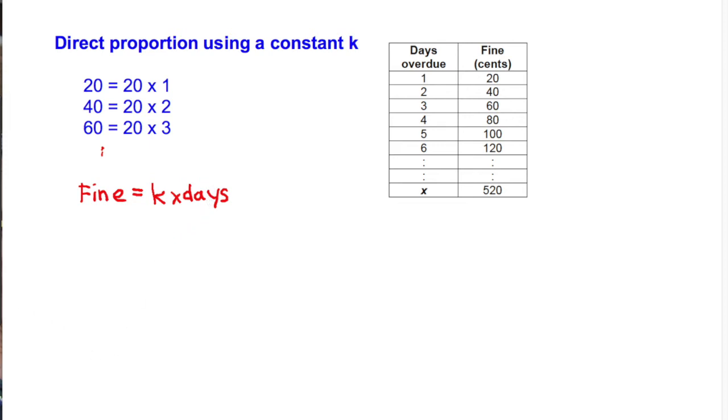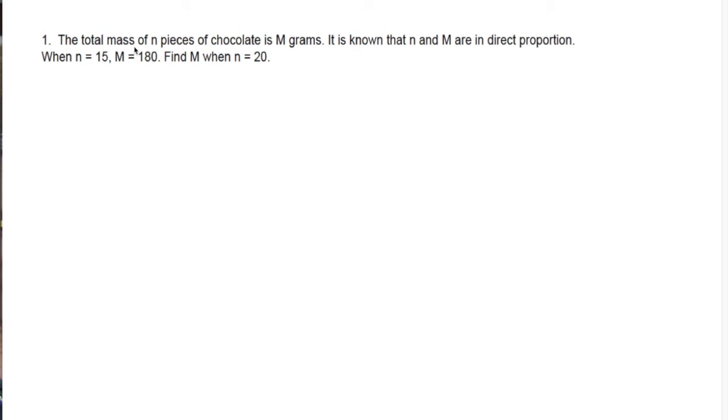We will now look at some more examples. In this example, we are looking at the total mass of n pieces of chocolates. As we know that with more chocolates, the weight will also be more. That means it is a direct proportion. As in the case of the library fines, when 2 items are in direct proportion, then one will be a constant multiplied by the other. That is, in this case, n will be a constant multiplied by m. k is a constant.